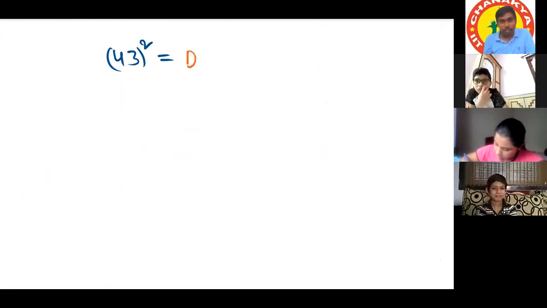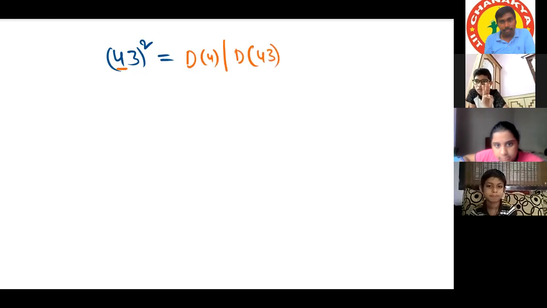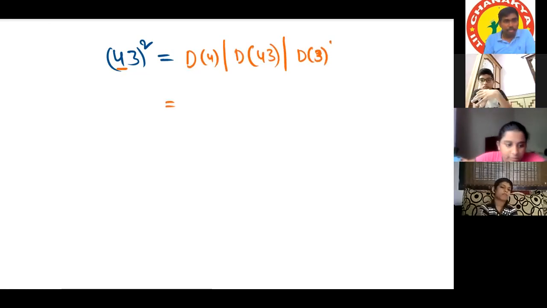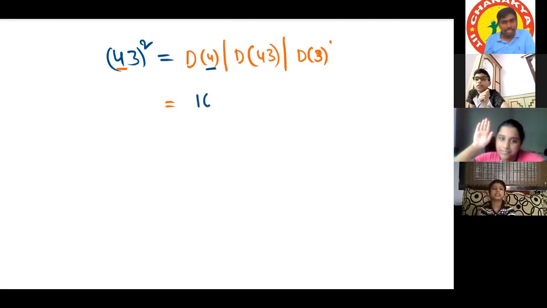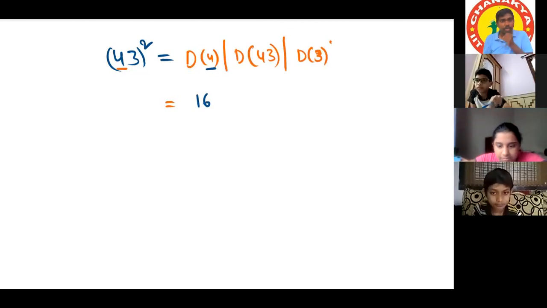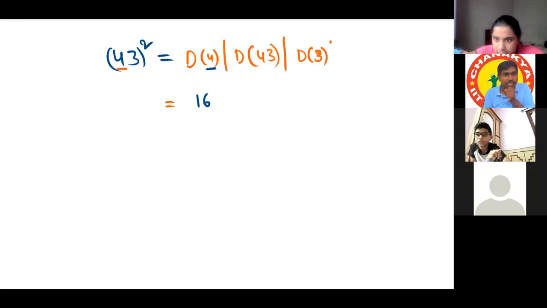First, we have to take the duplex of 4. And then we have to take the duplex of total 43. And then we have to take the duplex of 3. That's all, and that resultant will be the square. What is the duplex of 4? Sir, 8. Even we can take 16. The duplex of 43 is 2 into 4 into 3.